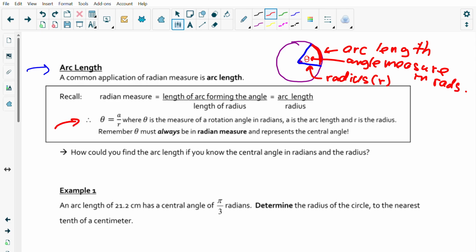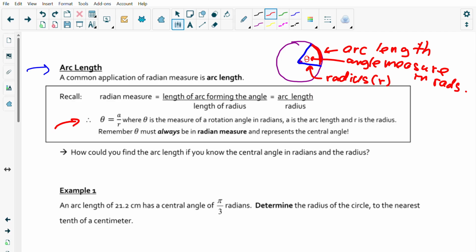Okay, here's the formula. Therefore, θ = a/r, where θ is the measure of a rotation angle in radians, a is the arc length, and r is the radius, just like I showed you in the diagram. Remember, theta must always be in radian measure and represents the central angle. So when you are doing arc length, folks, problems involving arc length must be in radians.